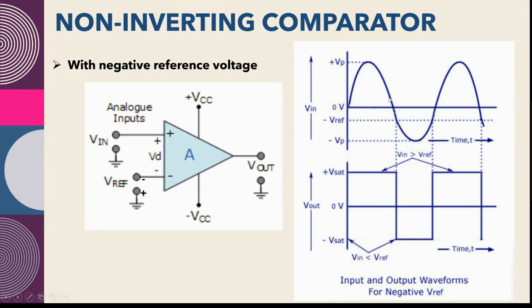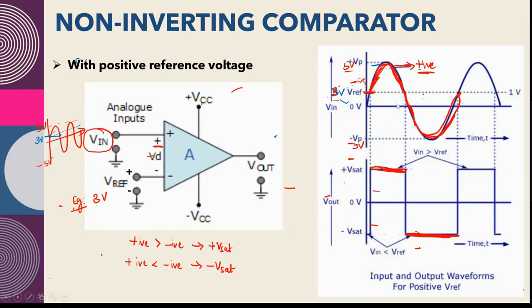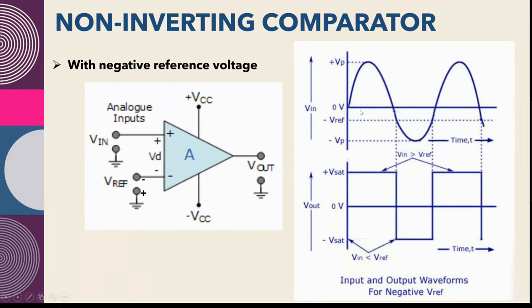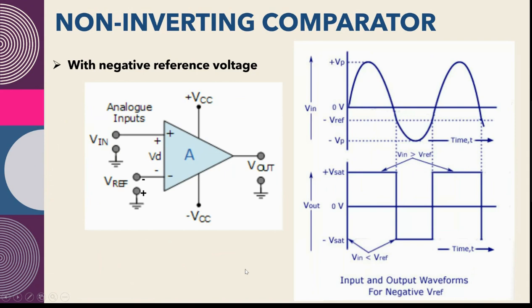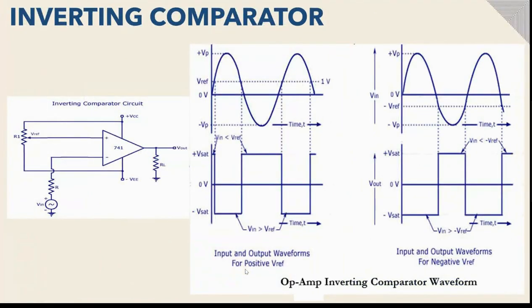If it is a positive voltage, that level will be above 0. Negative means it will be below 0. So whatever the reference may be, the comparison logic is only these two conditions. If the positive terminal voltage is greater than the negative terminal voltage, the output will be plus Vsat. If the positive is less than the negative, then the output is minus Vsat. So this is the inverting comparator.